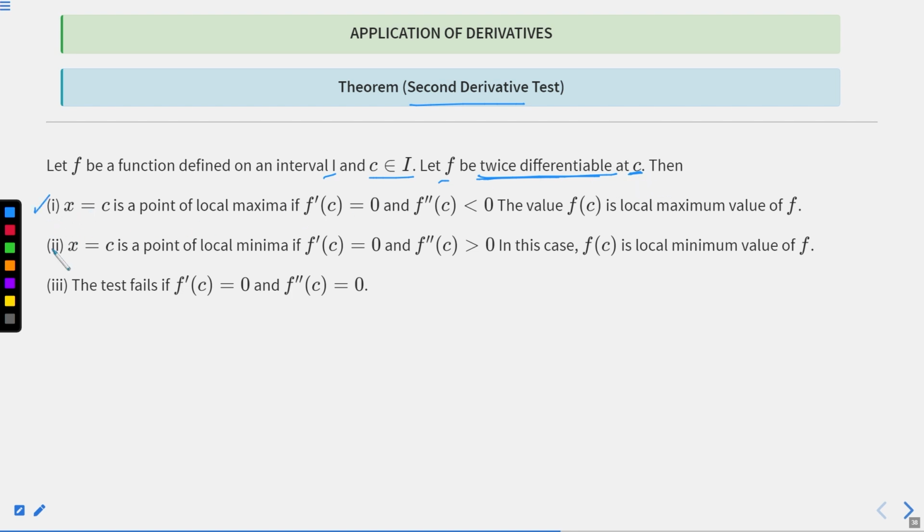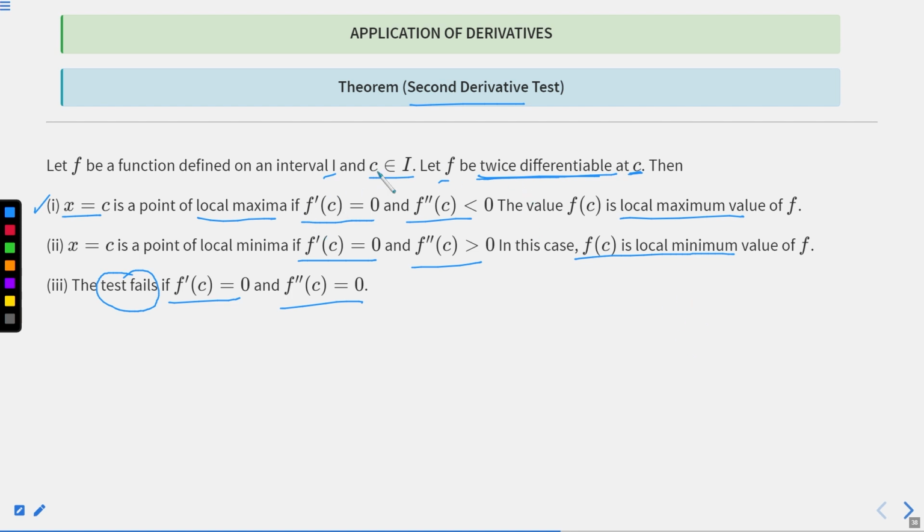Then, first thing, x equals C is a point of local maxima if f dash C is equal to 0 and f double dash C is negative, the value f(C) will be a local maxima. If f dash C is 0 and f double dash C is positive, then f(C) will be the minimum value of f. And if f dash C is 0 and f double dash C is also 0, then the test does not conclude anything, the test just fails. I hope this second derivative test, the statement, is very clear to you.